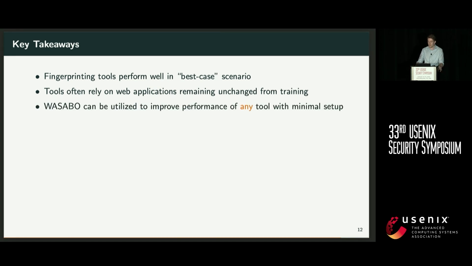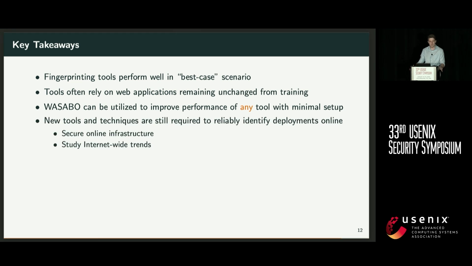So WASABO can be used to improve the performance of, like I said, any tool with very minimal setup, but it's still not the end-all be-all. There still is a really great need for new tools and techniques that are more resilient to these kinds of things that break the current fingerprinting tools. And if we're able to get to that point, we can secure online infrastructure by finding vulnerable hosts in networks, and also study internet-wide trends by determining what sites are using which versions of web applications.